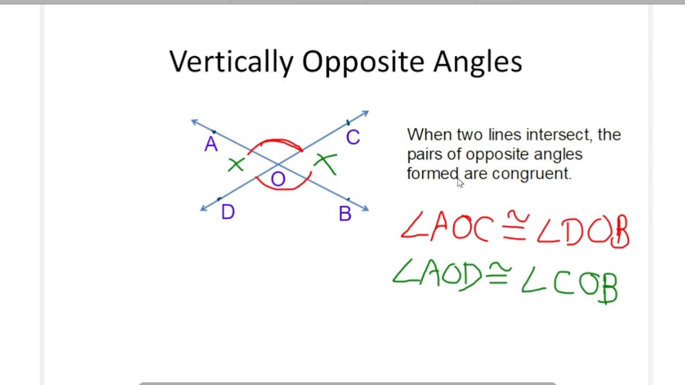This property of vertically opposite angles, we have proved it as a theorem. We have proved this theorem called the vertically opposite angle theorem. I will give the link of that video in the description and the I button. Please check that video. So when two lines intersect, the pair of opposite angles, that is the vertically opposite angles, are congruent.